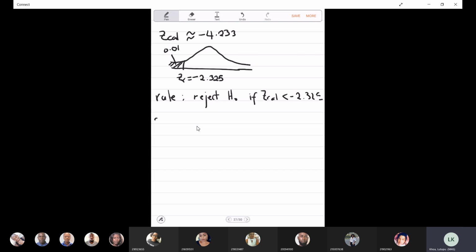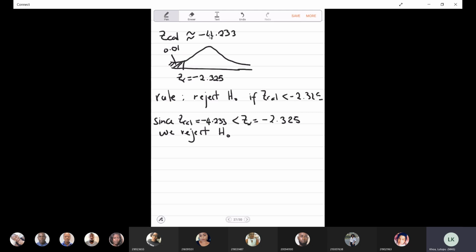And then from here, we make a decision. So we say that since the Z that we calculated is negative 4.233, this is less than the Z alpha, which is equal to negative 2.325. It falls in the rejection region. Therefore, we will reject H naught.